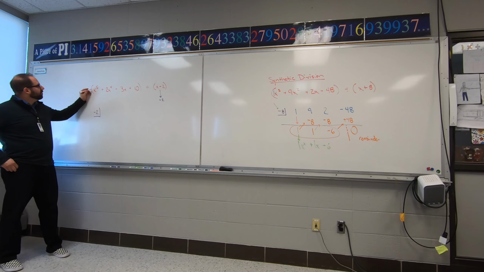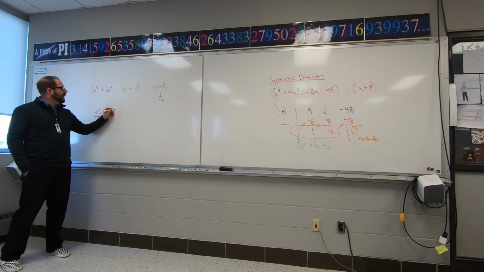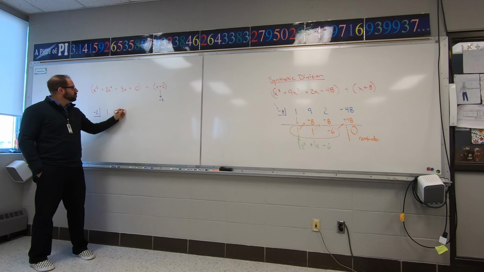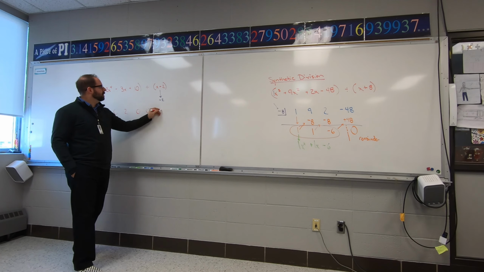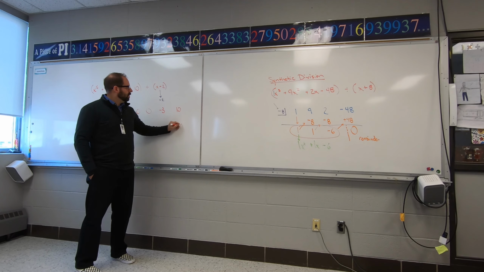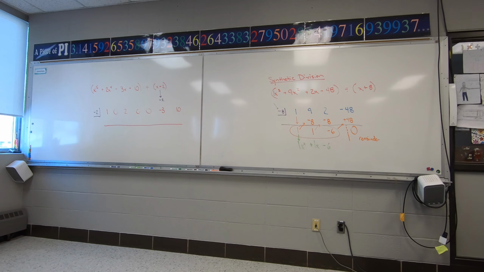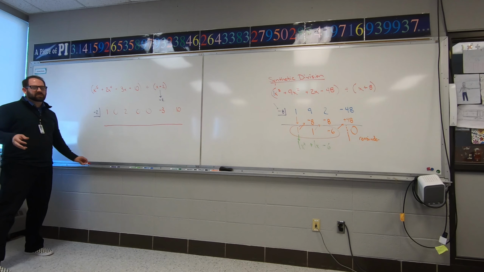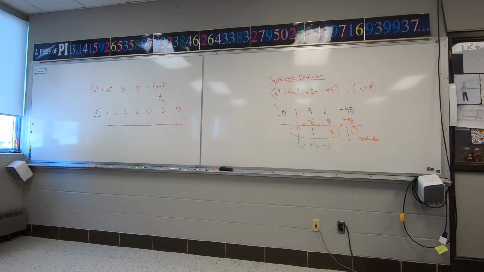So, leading number out front: 1x to the 6th, right? Then it's 0x to the 5th, 2x to the 4th, 0x to the 3rd, 0x squared, -3x, and a positive 10. Does that make sense when I filled in my zeros? 0x to the 5th, I had 2x to the 4th, no x to the 3rd, no x squared, and a -3 and a 10. If you forget to fill in the zeros, it will cause problems. So just keep that in mind.